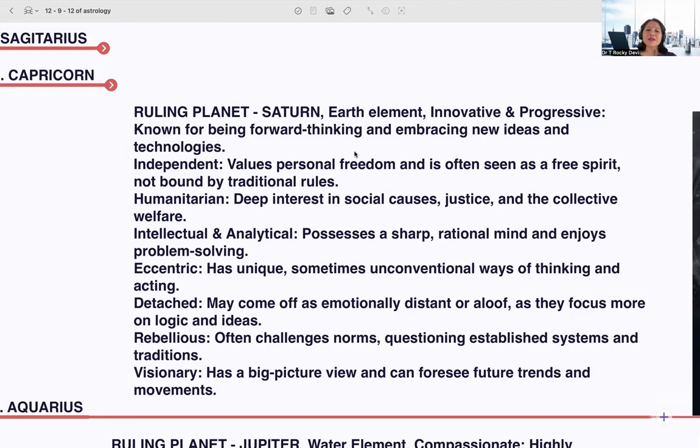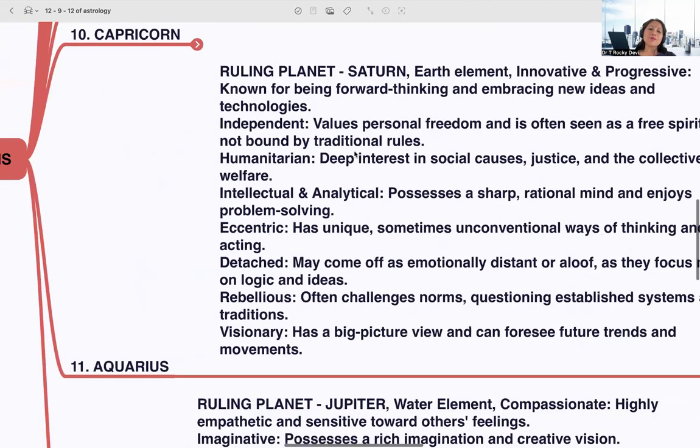They are rebellious by nature, often challenging norms. They don't like superstitious norms and beliefs without a proper justification of why someone is asking to do or not to do something. Questioning established systems and traditions. This is what the Kumbha Rasi or Kumbha Lagna's characteristic is. They are visionary, have a very big picture of the ideas they think about and can foresee future trends and movements. And this is all about Aquarius.